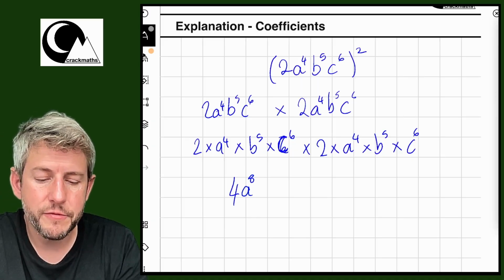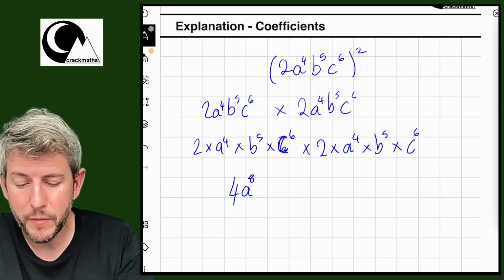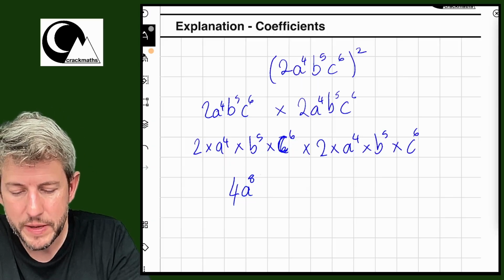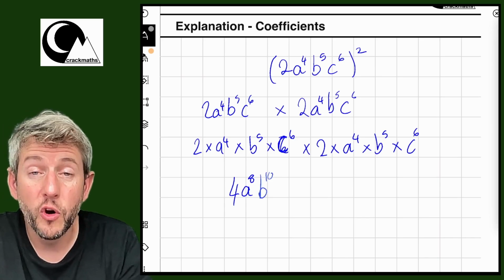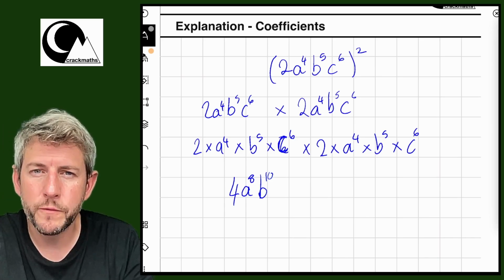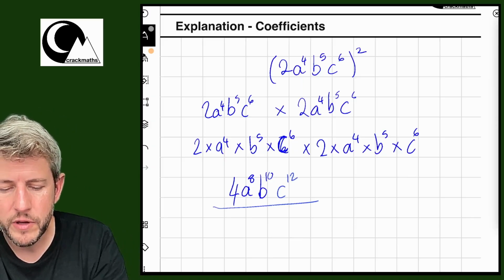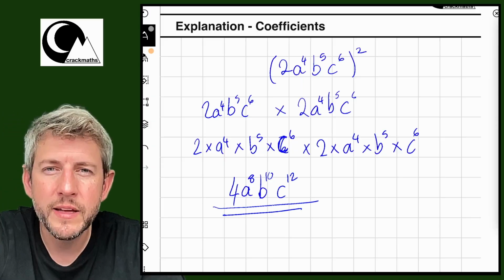We've got b to the 5 times b to the 5, which means we've got 10 b's being multiplied together, so that would be b to the 10. And then we've got c to the 6 times c to the 6, so that would be 12 c's being multiplied together, so that'll be c to the power of 12. So the answer to this would be this.